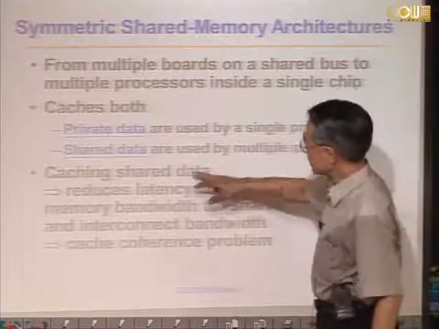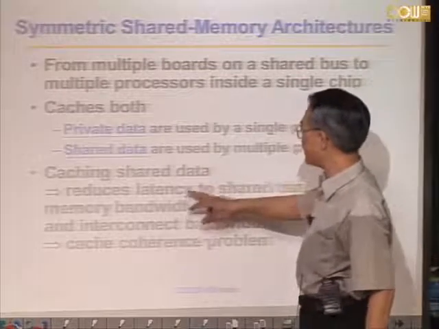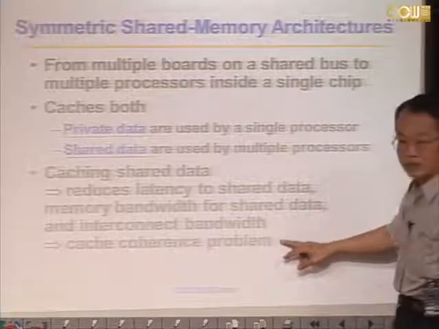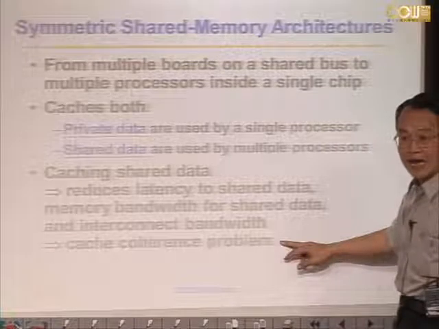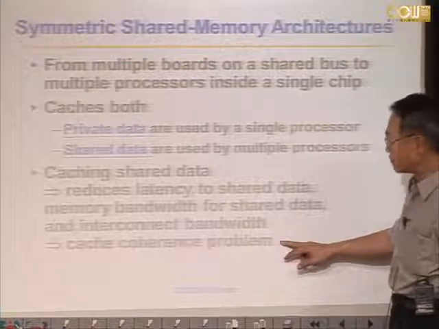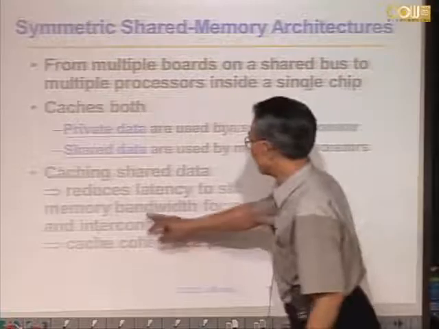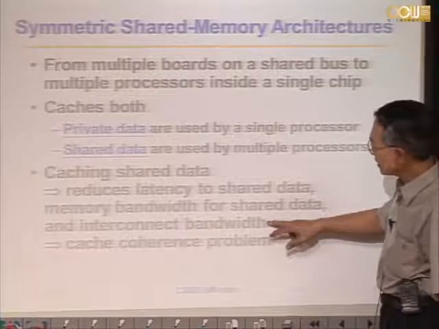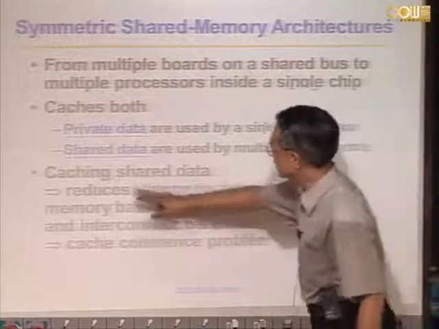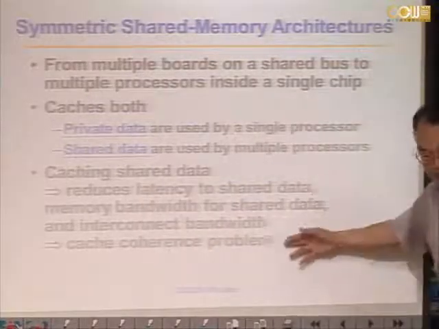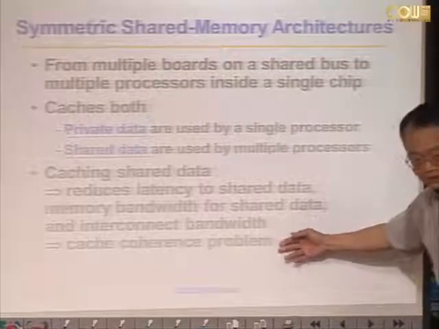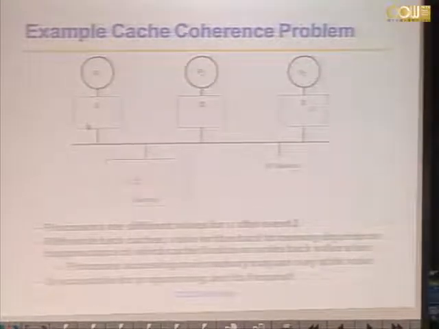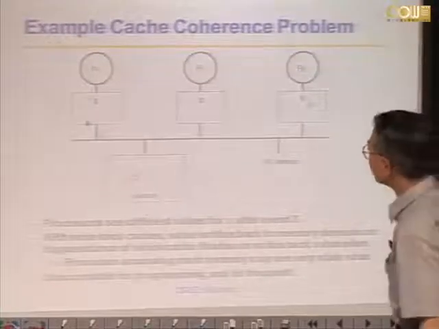Okay, so caching shared data could reduce latency to shared data, yet create a coherence problem. Do we all see the same value, get the same version of that variable? Memory bandwidth for shared data and interconnect bandwidth can all be reduced. That's on the good side. But on the dark side, we need to do this. We need to take care of the coherence problem. Now we look at the coherence problem.